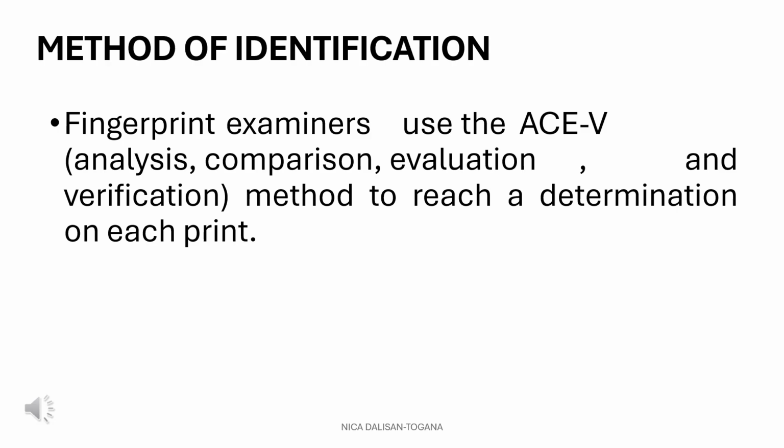fingerprints match. In each phase of the ACE-V method, there are specific steps that examiners follow to ensure thoroughness and accuracy. These steps guide the examiner through a structured examination of the prints, helping them analyze details, make comparisons, reach conclusions, and confirm findings with confidence. Each phase builds on the previous one, making the process both comprehensive and reliable.